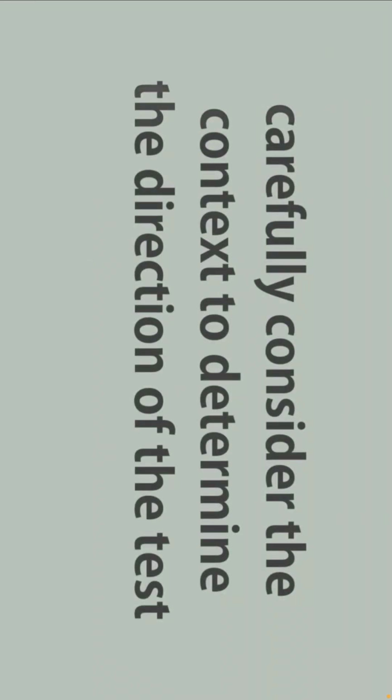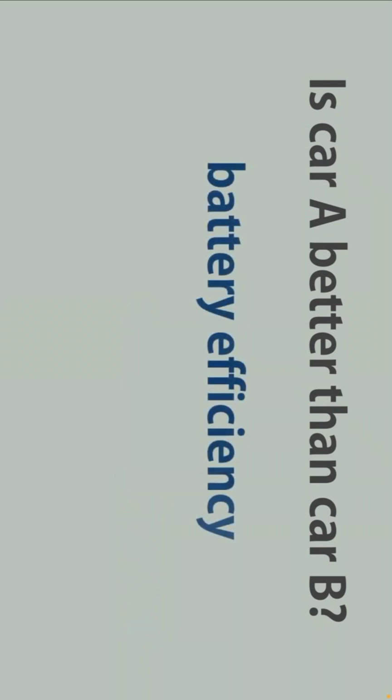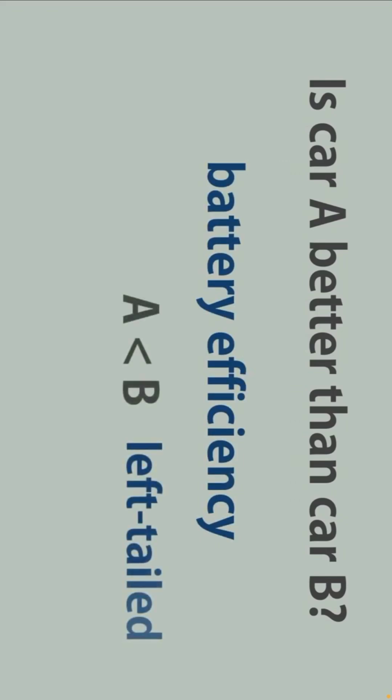For example, suppose we want to test if car A is better than car B. It could be that car A covers more distance than car B given the same amount of time, in which case we will write A greater than B for distance covered. It could also be that A is more battery efficient than B, that is, A consumes less battery power covering the same distance as B. In that case, we write A less than B for the alternative hypothesis.